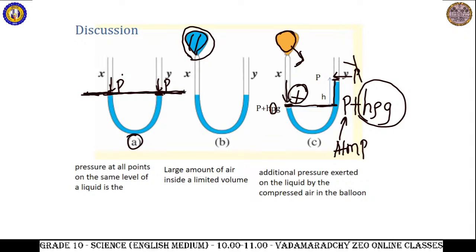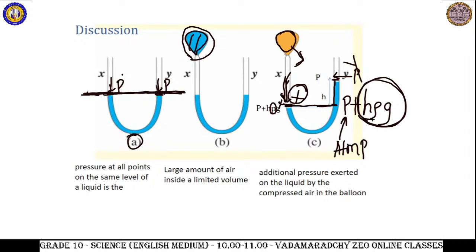Thereafter, when we tie a balloon to one arm, there will be a pressure exerted by this balloon. Therefore, the water level in that arm goes down. Due to this, the pressure at the point X will increase by H rho d. So we can say the pressure in the arm increases by H rho d. That is the increased pressure.